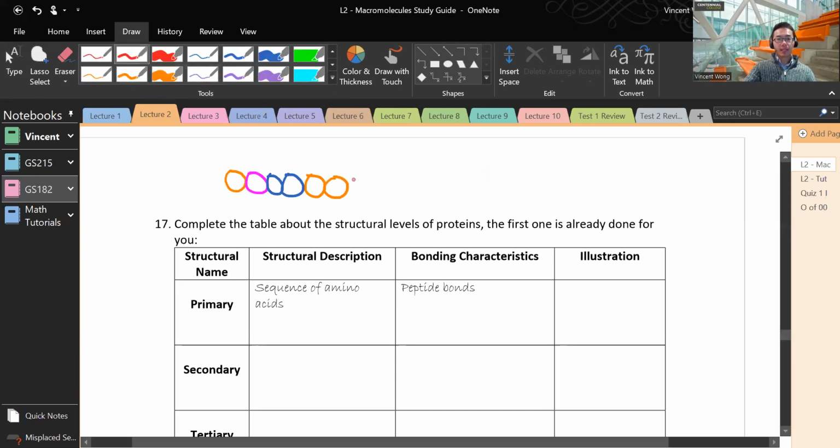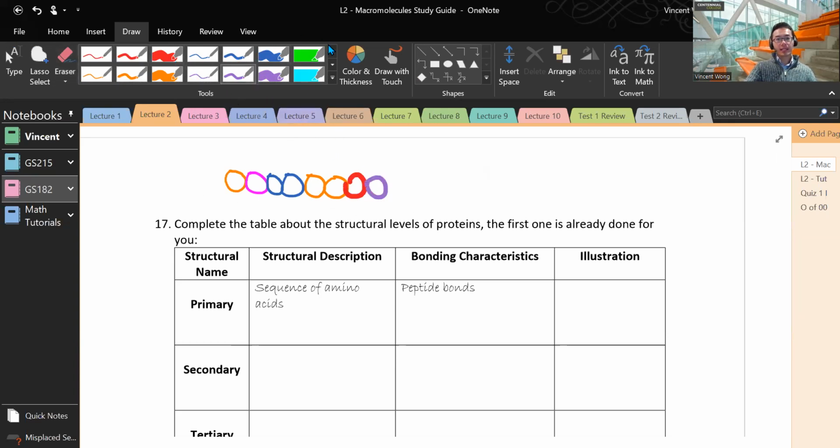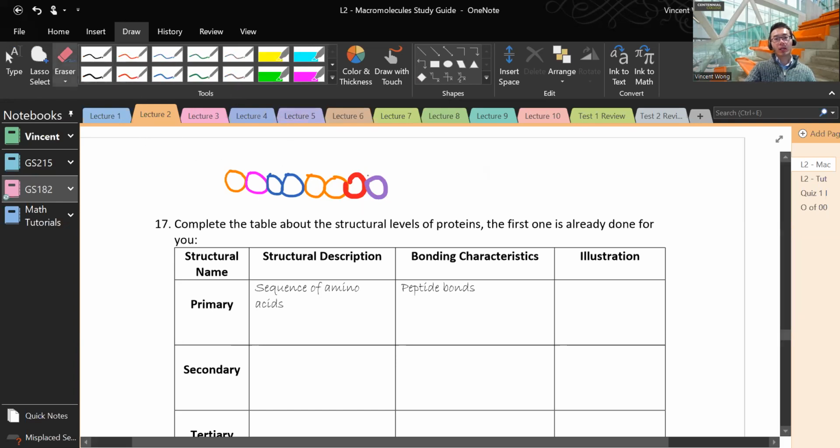Afterwards, you are basically going to have a very long chain of these amino acids, right? So if you read the sequence from one end to another, that order that you just read would be called the primary structure of the protein. And what holds them together is the peptide bond that we drew earlier. So the illustration for primary structure, again, is just the amino acids all linked together like this.